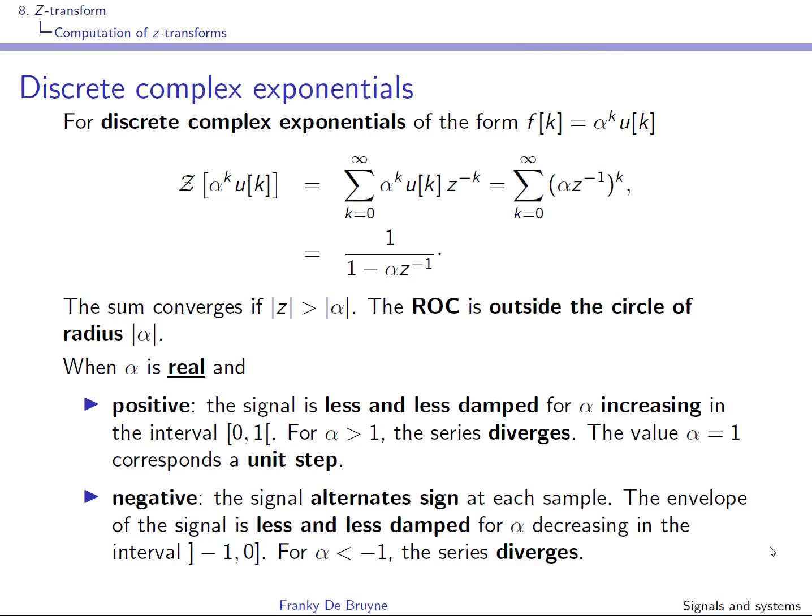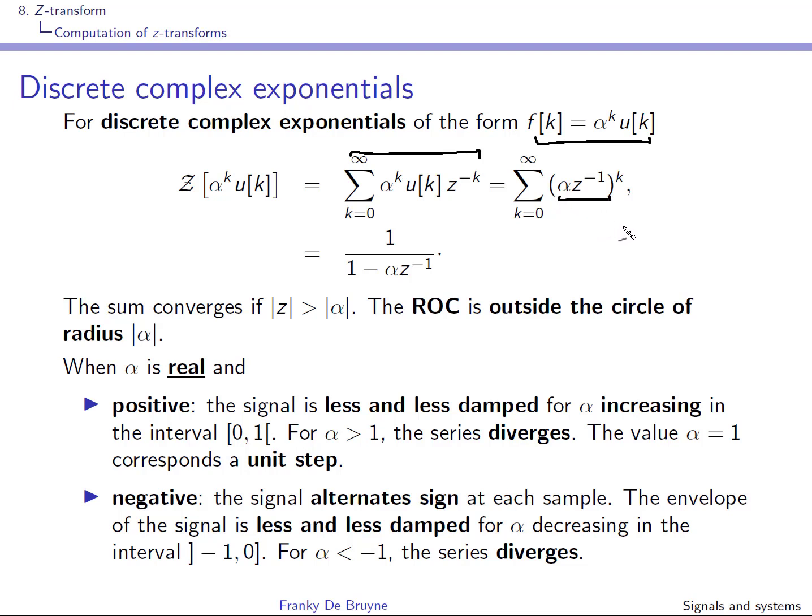Well, let us have a look at the z transform of discrete complex exponentials of the type that is shown over here. So we'll do this in general for alpha that can be complex. So by definition of the z transform, this is what you obtain. Remember that the unit step here for k positive or 0 will produce a 1. So alpha^k z^-k can be rewritten as follows.